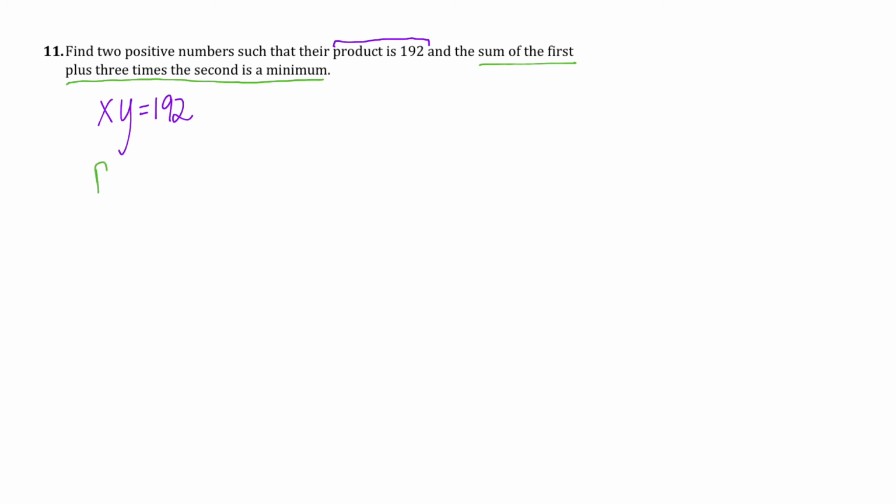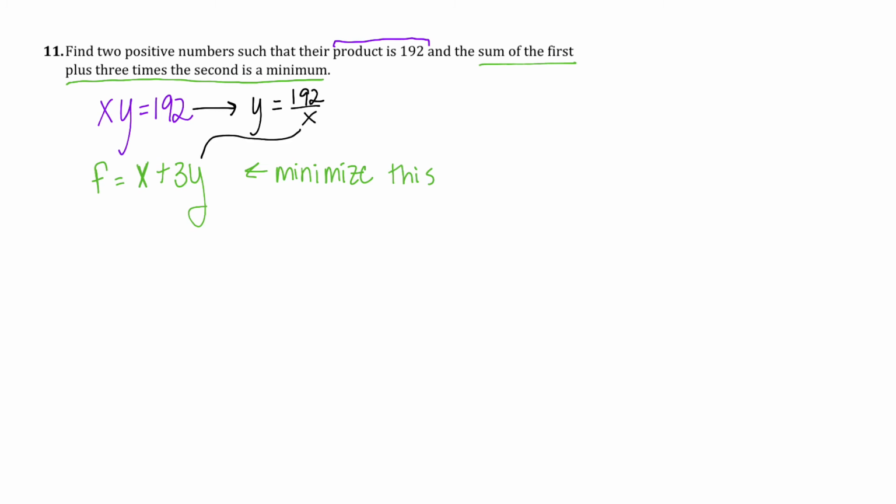I'm just going to call this function f. The sum of the first, so x is the first, plus 3 times the second is a minimum. So we need to plug in either x or y here so that we only have x's or y's. It doesn't matter which one you do here. Most of the time I like to have x's, so I'm going to solve for y here. So y is equal to 192 over x, and I'm going to plug that in. X plus 3 times 192 over x.